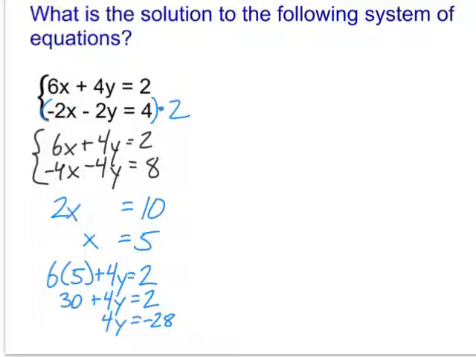That way if there's any kind of an error that happened down here, you won't be building up on that error all over again. So I'll usually go back to one of the first ones. In this case, I plugged it into the very first equation. Then we solve it out. So we got 4y equals negative 28. So y equals negative 7. So our final answer as a point here is going to be 5, negative 7.